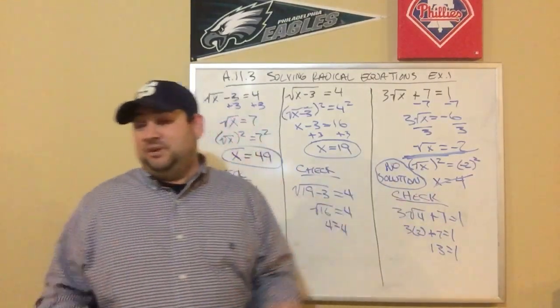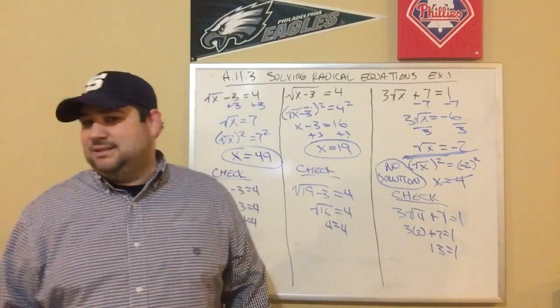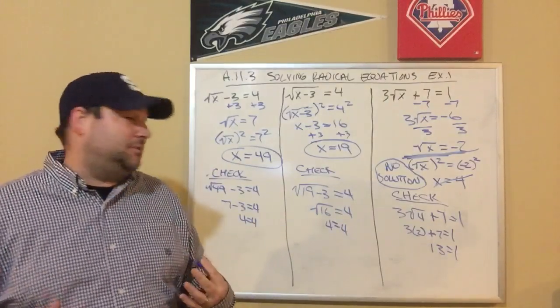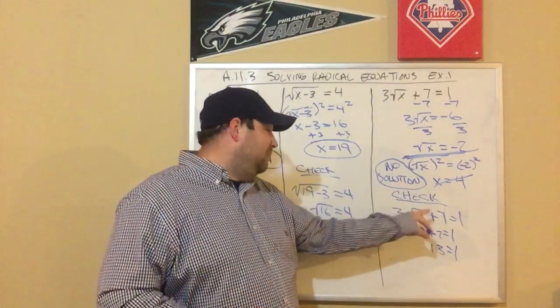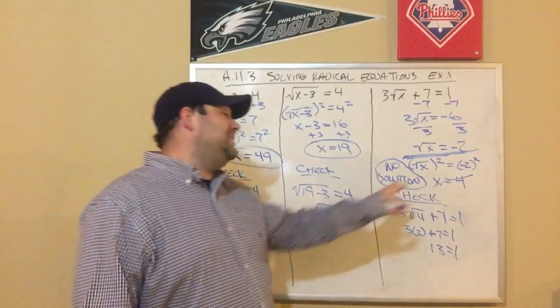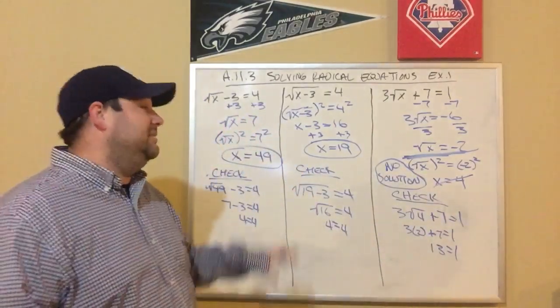But when we took that second to check it, you have to check these. It's just an extra step that has to be done when solving radical equations. So when I checked it, I plugged it in, and all of a sudden you can see I got 13 equals 1, which is obviously not true. So that tells me x does not equal 4, and there is no solution.